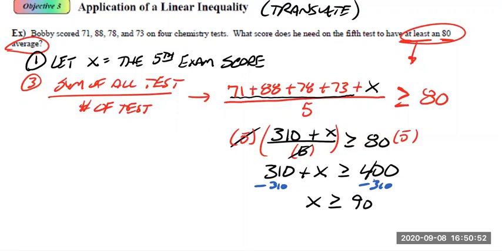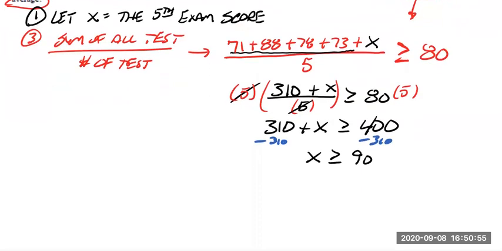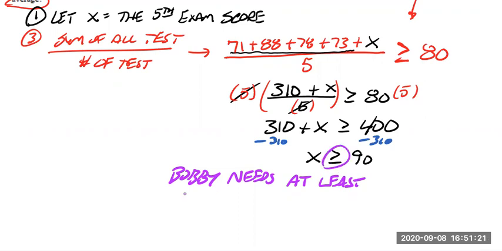So the last thing we want to do is just interpret our answer. If x is greater than or equal to 90, that means that Bobby needs to score, or maybe we could just say this, Bobby needs, well, we could say at least, because that's greater than or equal to, at least 90 on his fifth exam. Or the fifth test.